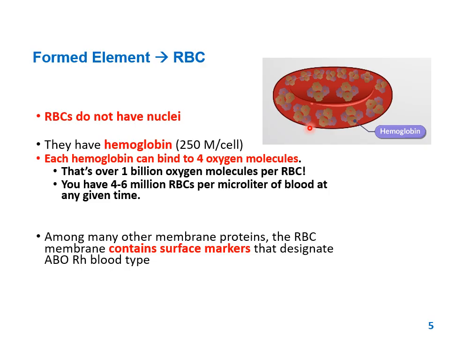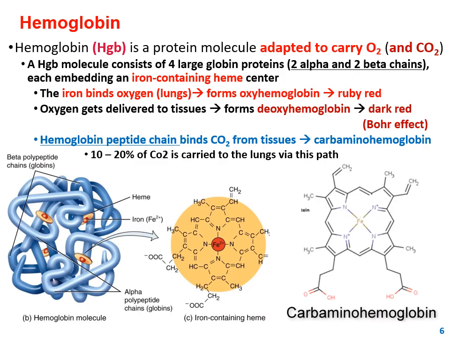I'm also going to show later in the lecture that the surface of these cells has some markers. They are made up of carbohydrates, and that's what gives you the blood types. So here, looking a little bit more at the hemoglobin.